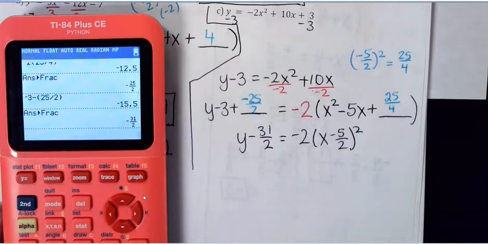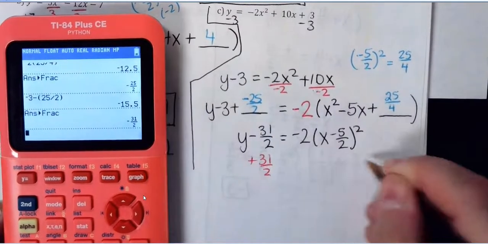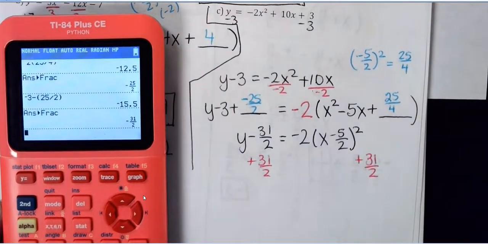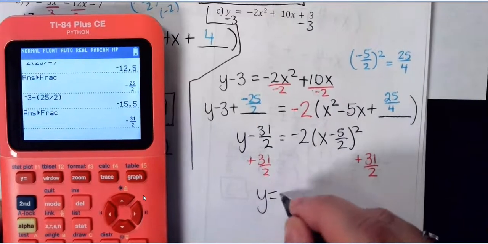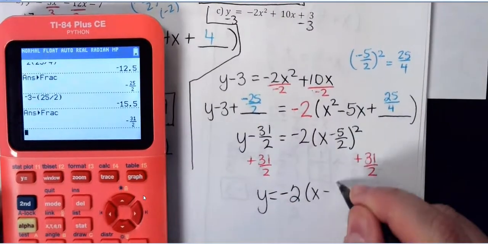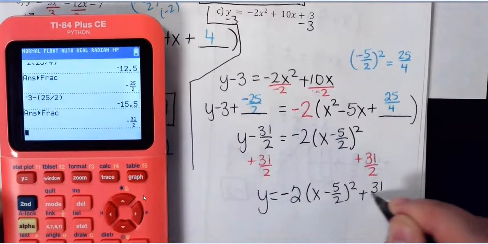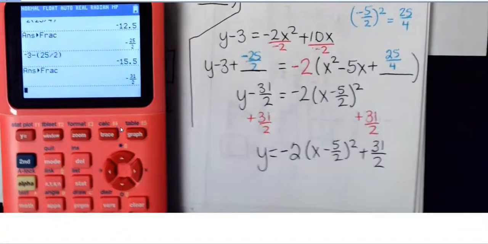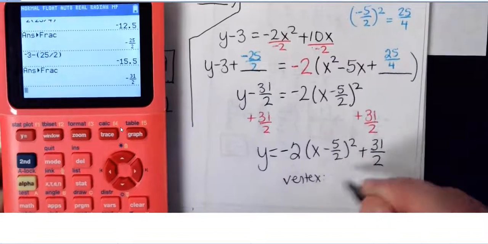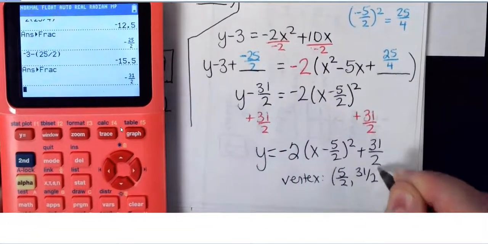And then I just have to do one more thing and I'm done. I'm going to add this 31 over 2 to the other side. And so my vertex form would be negative 2. That's your a value, same in both forms. x minus the x coordinate of the vertex, and then the y coordinate of the vertex is on the outside. So if they ask you for your vertex, we're just going to do opposite copy. So it's going to be positive 5 over 2, and then 31 over 2 is the y coordinate.